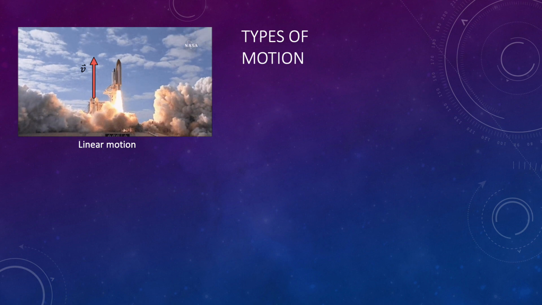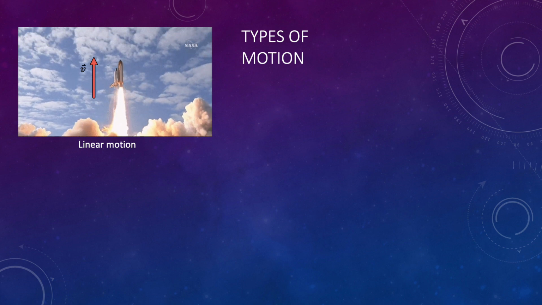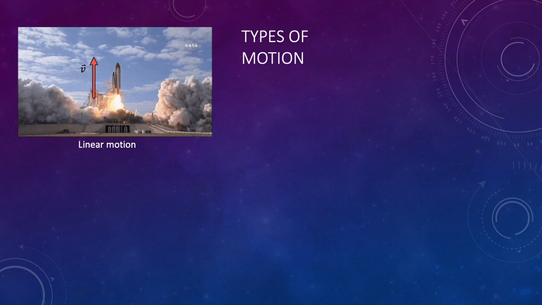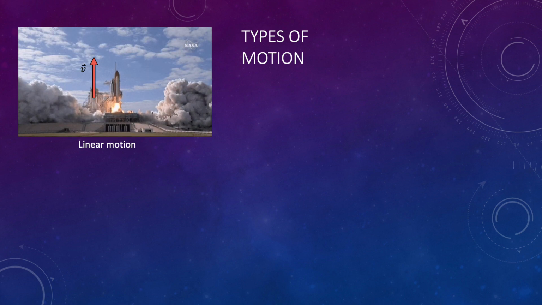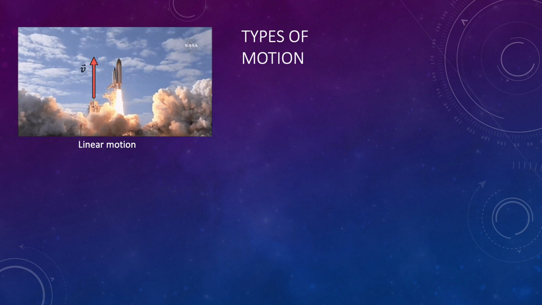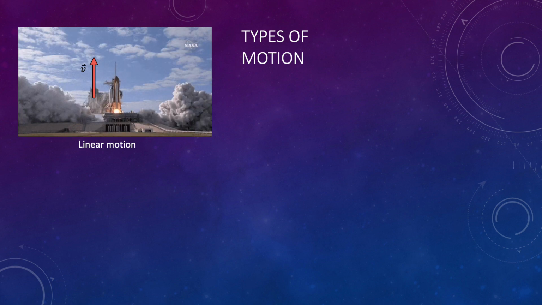Here, any point on the object undergoes the same straight line motion as any other point on the object. The units for linear motion are length per unit time and length per unit time squared for velocity and acceleration, respectively.